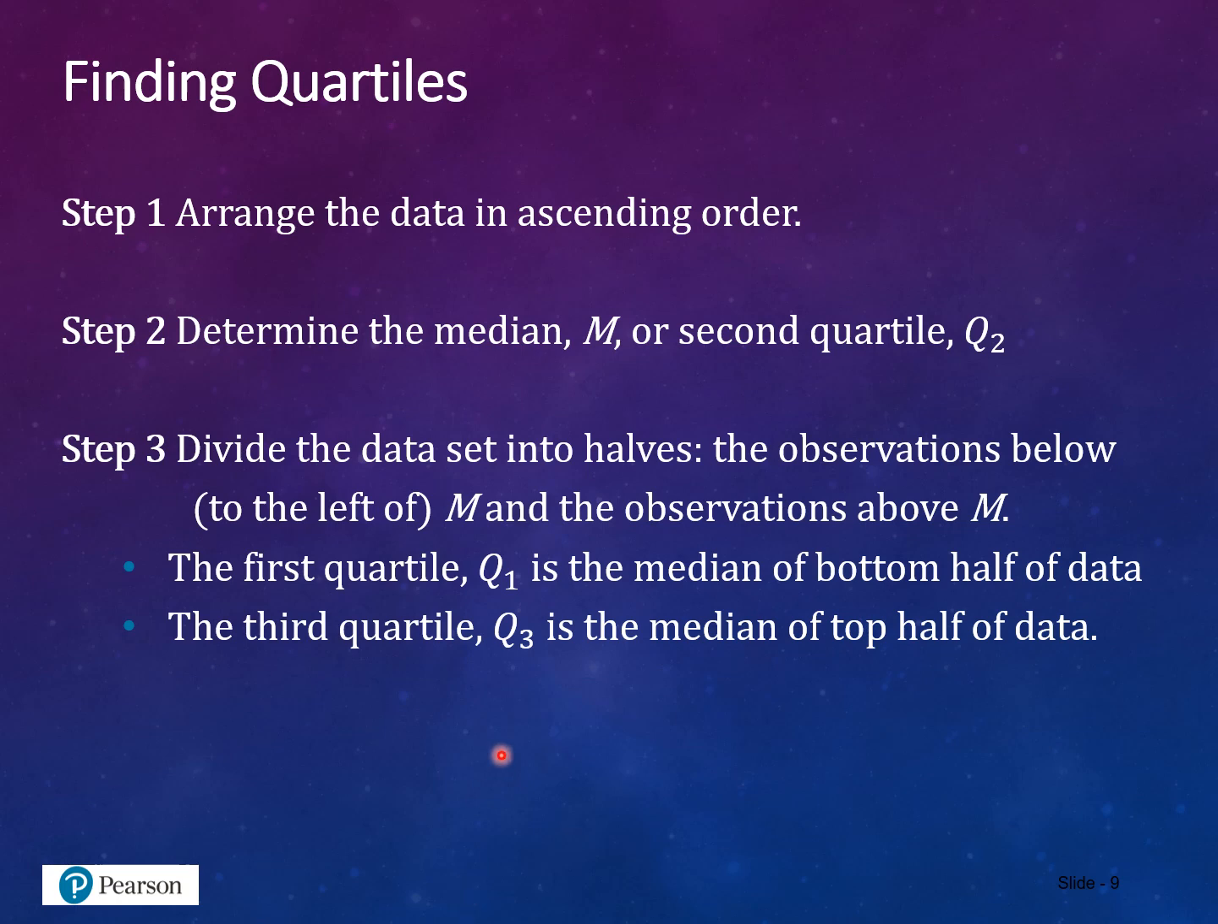Step 3 is we're going to divide the data set into two halves: the observations below, to the left of M, and the observations above the median. The first quartile is the median of the bottom half of the data. And remember, the median is the middle value of all the data, or if the data in that sample is even, then we take the average of the two middle values. And the third quartile is the median of the top half of the data.